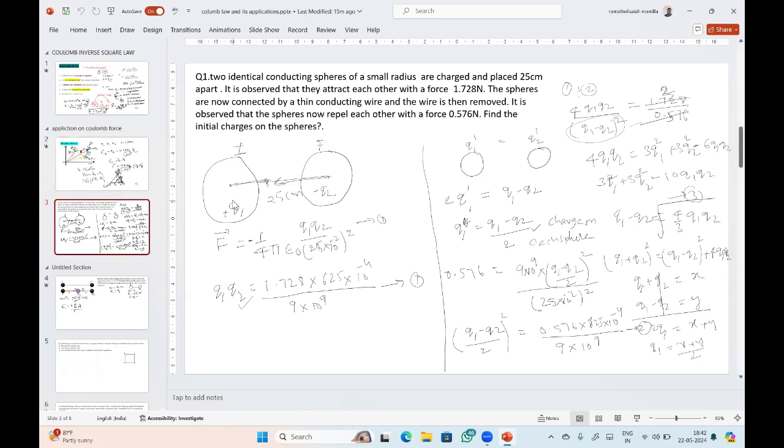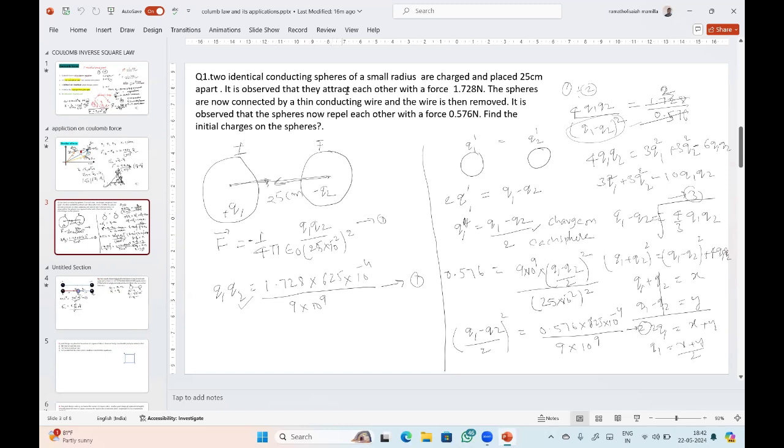Now here, according to the first question, I am converting the question into a diagram, then physics will become easy. Two identical conductive spheres of small radius (here, for my calculation purpose, I have taken them big) are charged and placed at a 25 centimeter distance. At that time the force between them is 1.728 newtons. Therefore, force is equal to the formula we know. Substituting Q1 and Q2, I don't know their values, so I let Q1 be one charge and Q2 another charge.